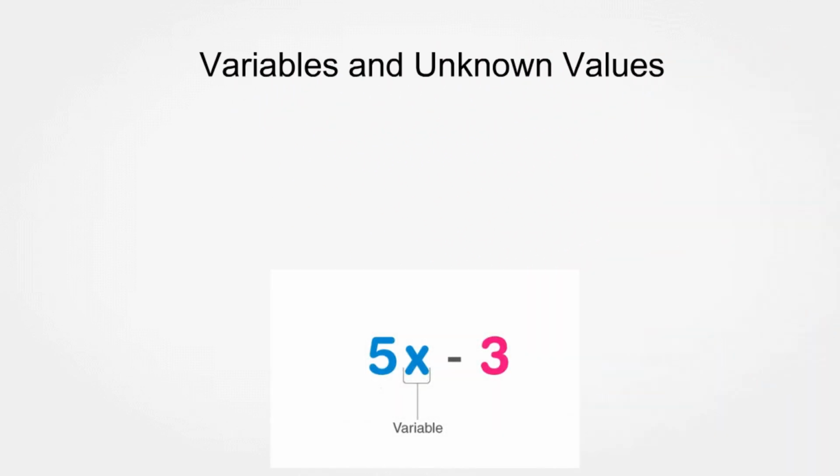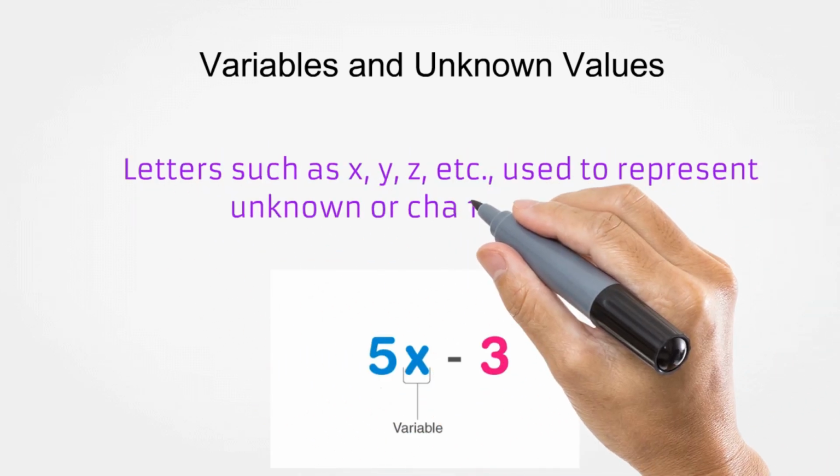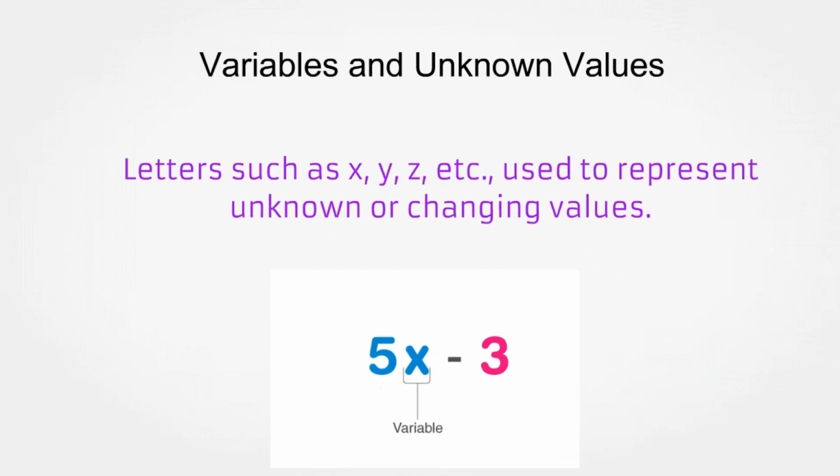Now, in algebra, we use letters and symbols to talk about numbers. These letters, like X, Y, and Z, are our number heroes. They stand for numbers we might not know yet, like secret codes waiting to be revealed. It can also be stated as letters such as X, Y, Z, etc., used to represent unknown or changing values.